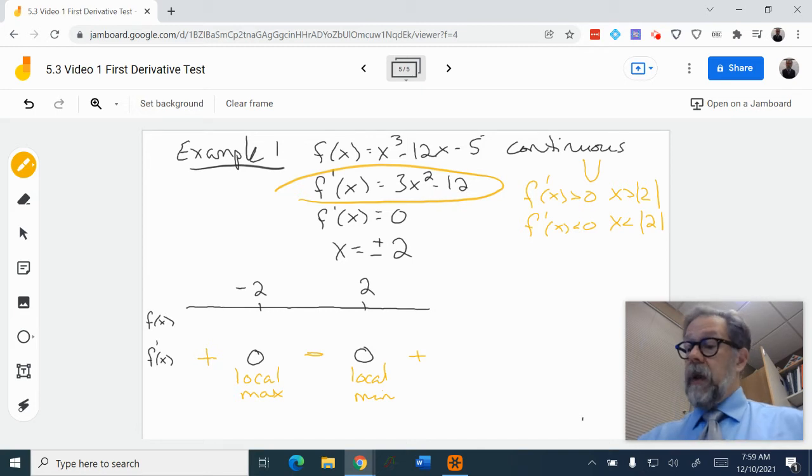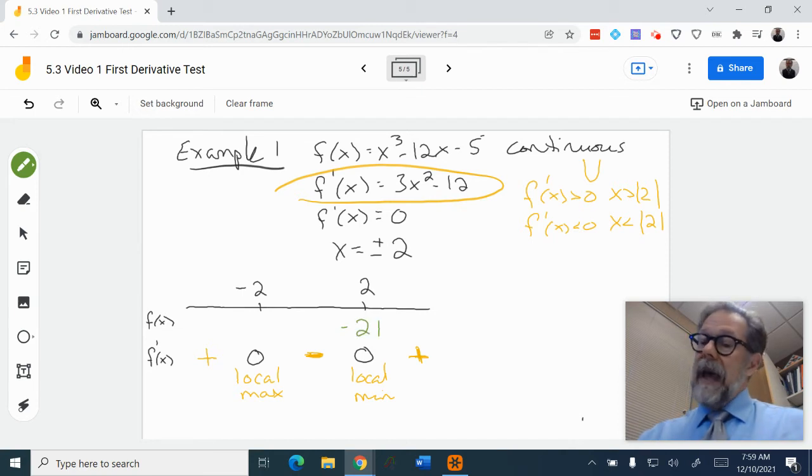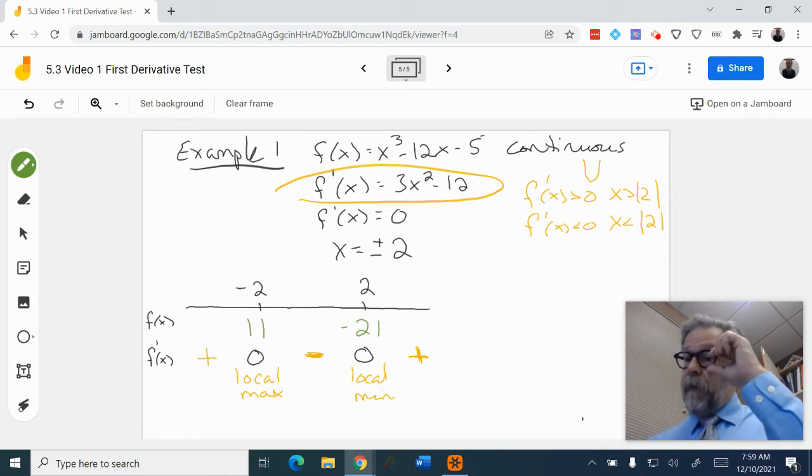At positive 2, I have a local minimum because it's going down, and then it's 0, and then it's going back up again. So the last thing I want to do is figure out f of 2, and f of 2 is negative 21. And I want to figure out f of negative 2, and f of negative 2 is positive 11. So I now know that I have a local maximum at 11. Negative 2 comma 11 is the point on the graph. I have a local minimum at negative 21.